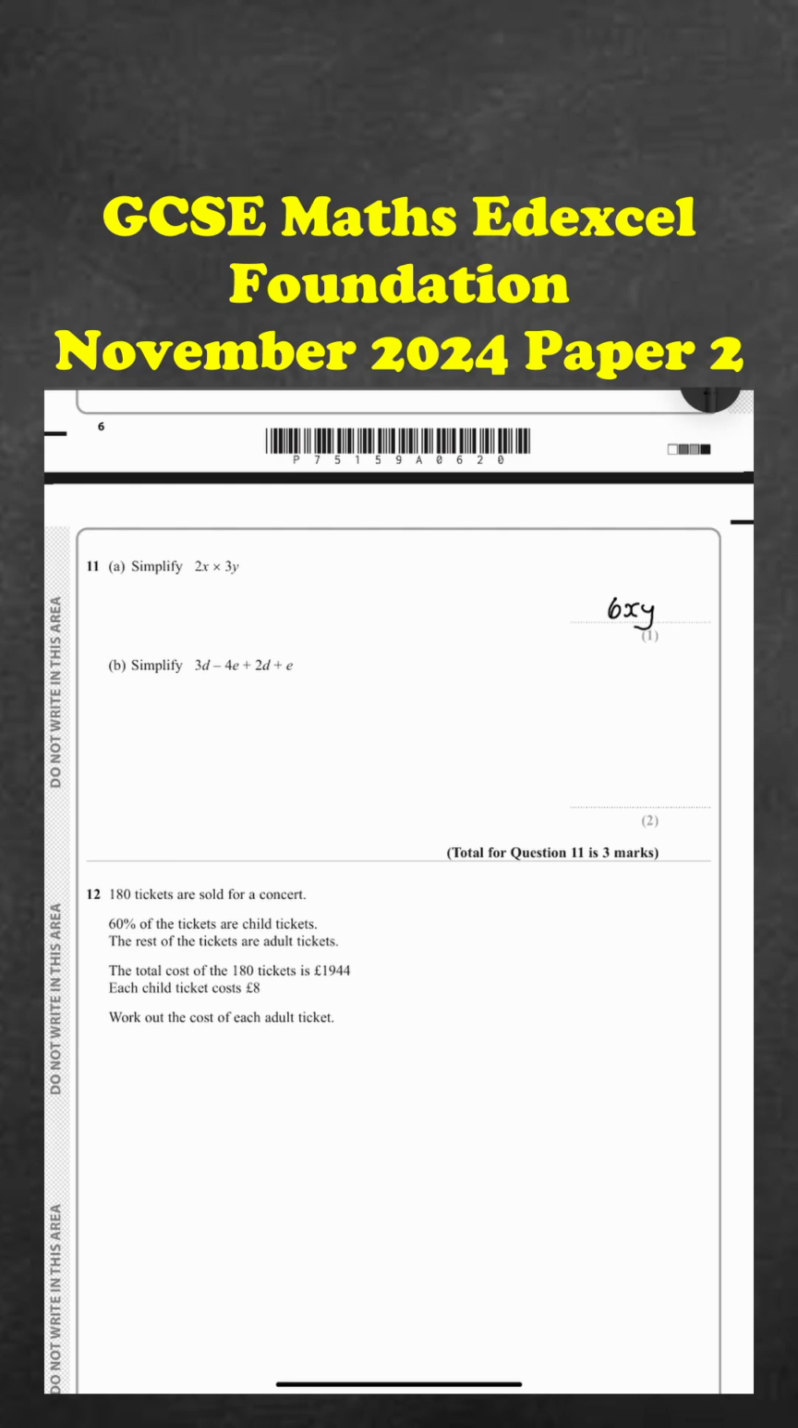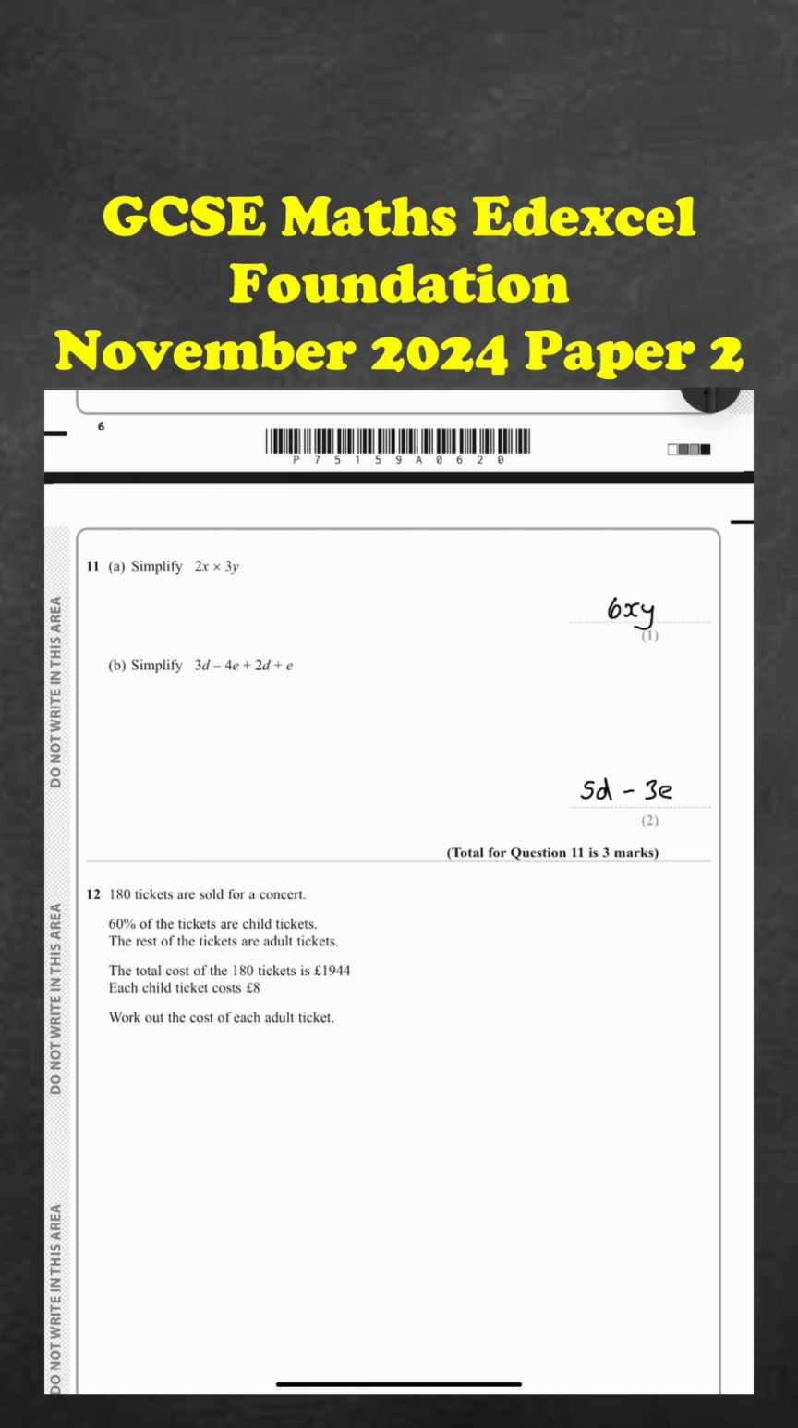Part B. Simplify 3d minus 4e plus 2d plus e. We'll put the d's together first. So we've got 3d and 2d gives us 5d. And then the e's, it's minus 4e and plus 1e, so minus 3e for 2 marks.